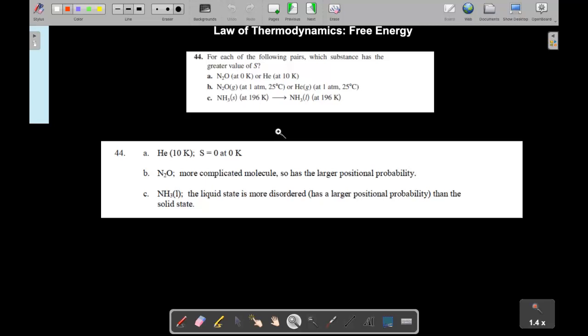N2O gas at 1 atmosphere and 25, or He at 1 atmosphere and 25. The N2O is more complicated molecule, so this N2O will be divided into bigger parts than the He, so has higher entropy. NH3 is solid and NH3 is liquid. A liquid is more disordered than the solid, so it has higher entropy.